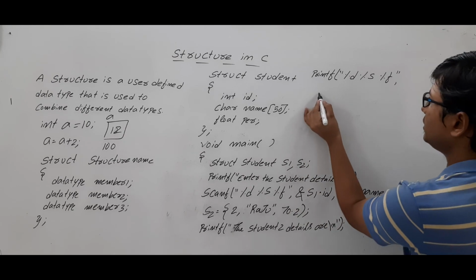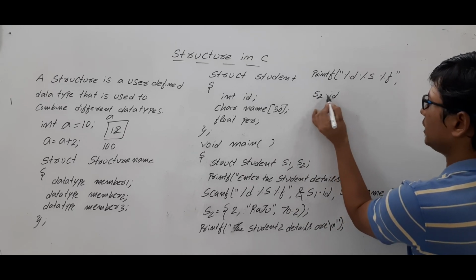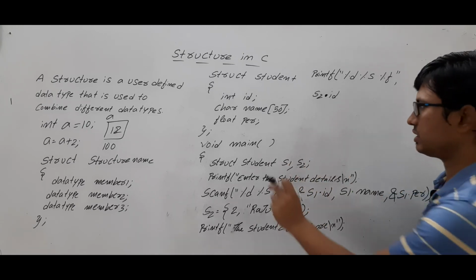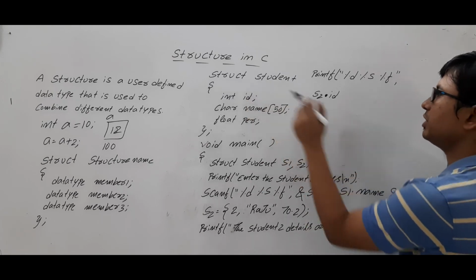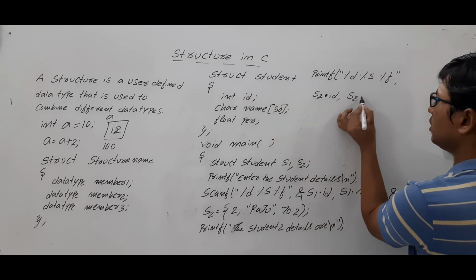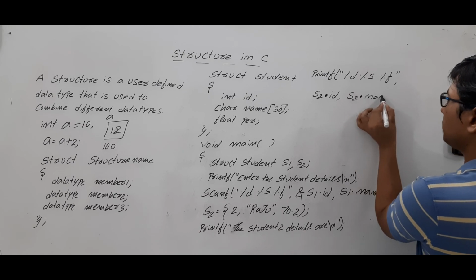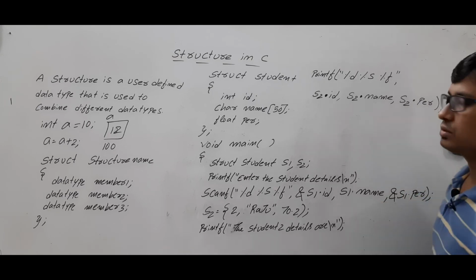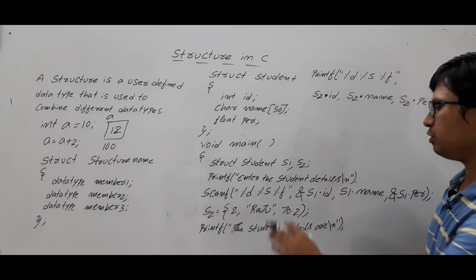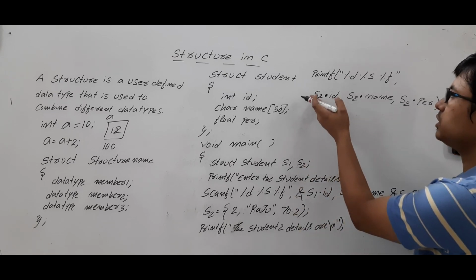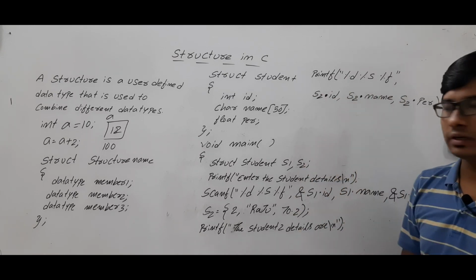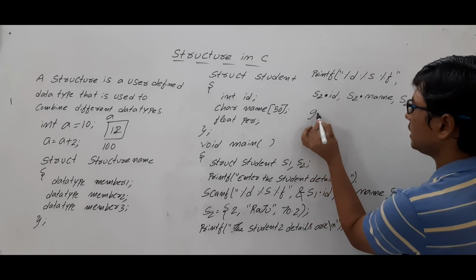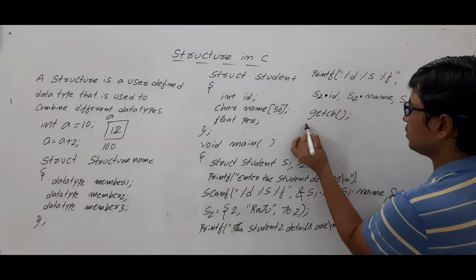Now I need to write s2.id. I need to use the dot operator. This is very important. This s2 is the variable of a structure, then the dot operator and the member name, comma s2 dot name, comma s2 dot percentage. So this is the student 2 details. Similarly, if you want the student 1 details, you just need to write s1.id, s1.name and s1.percentage only. Then write getch and close the main function.